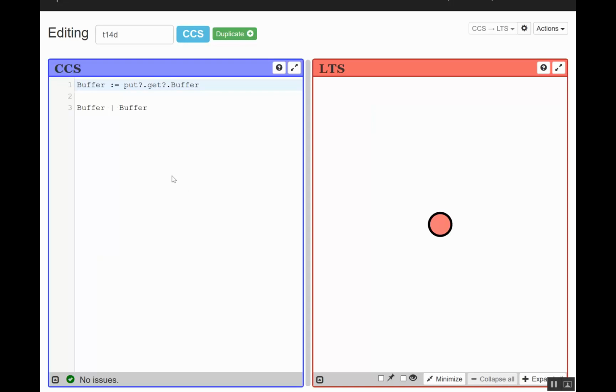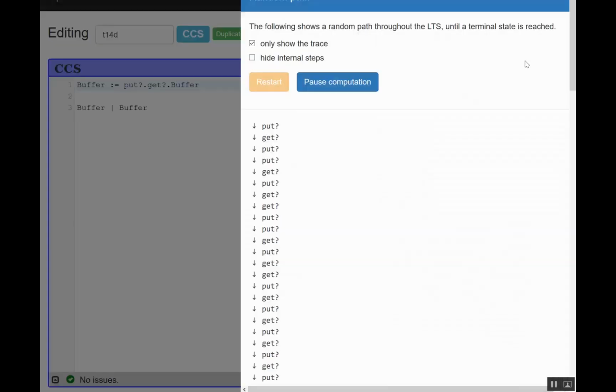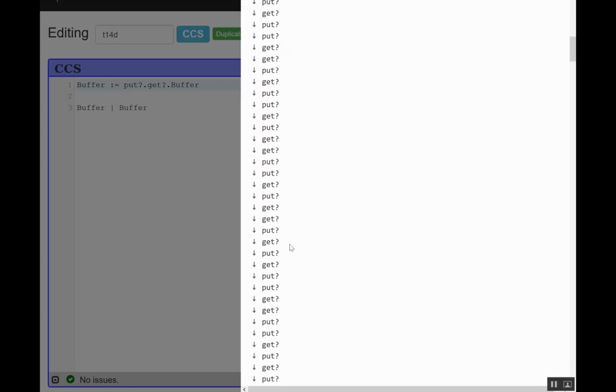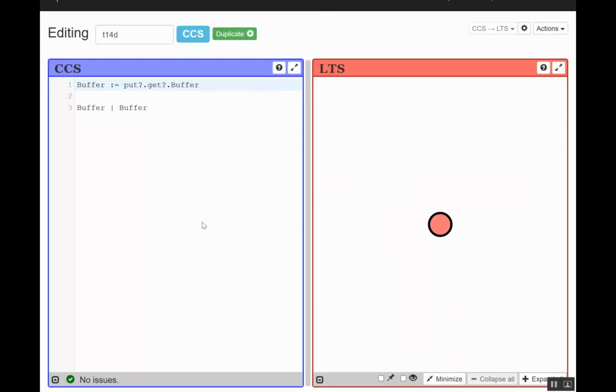So what I've actually shown you is this, right? You have two buffers and they're independent. They can do put, get. And once they've done that, they are again able to do put, get, and so forth. So if you look at a randomly generated path, you see put, get, get, and so on and so on, right? And now the question is, is this a two-place buffer? Well, what do you think? It should be, right? I mean, there are two one-place buffers. It should be a two-place buffer.